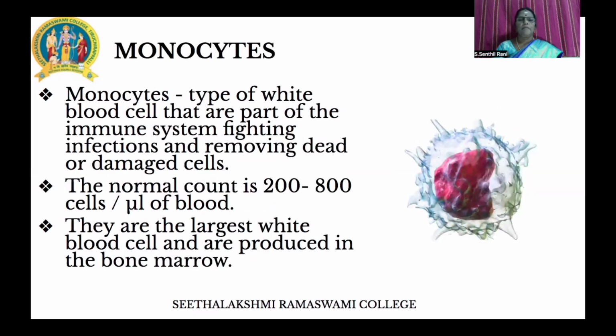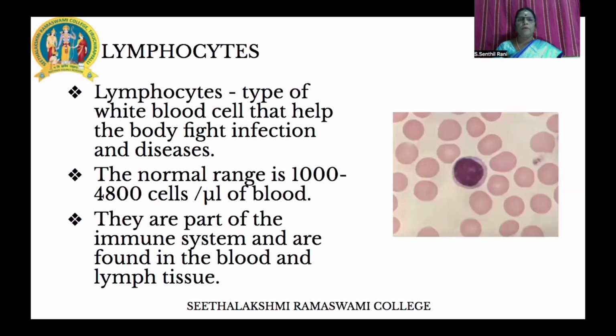Monocytes, they are a type of white blood cells that are part of the immune system, fighting infections and removing dead cells or damaged cells. The normal count is 200 to 800 cells per ml of blood. They are the largest white blood cells and are produced in the bone marrow.